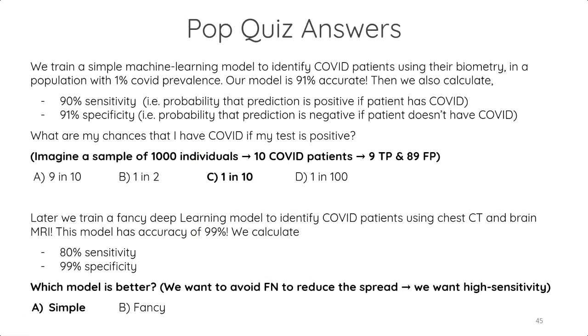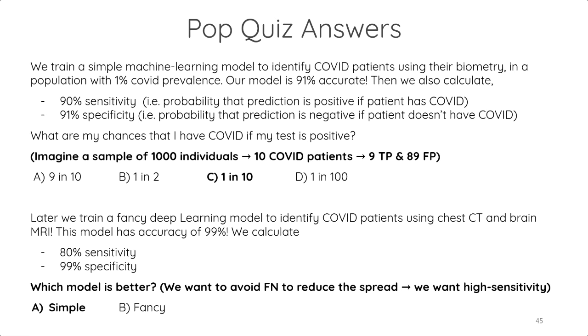So the total positive patients I have from this test is 9 plus 89, which is 98, right? Out of those 98 patients who get marked as positive by my test, only 9 of them are true positives. So 9 over 98 is almost 1 in 10. It's not exactly 1 in 10, if that was the issue. I was just trying to be concise, but it's close enough to 1 in 10 than anything else.